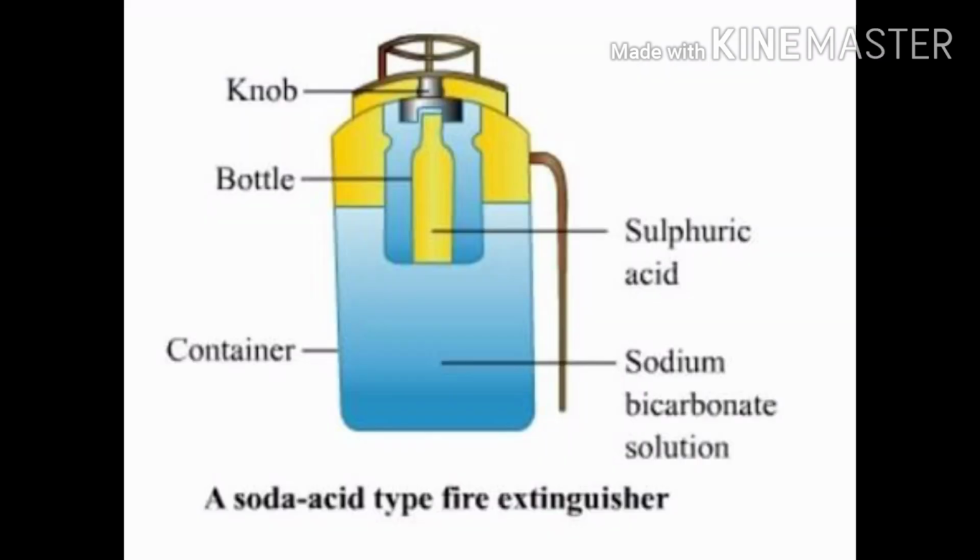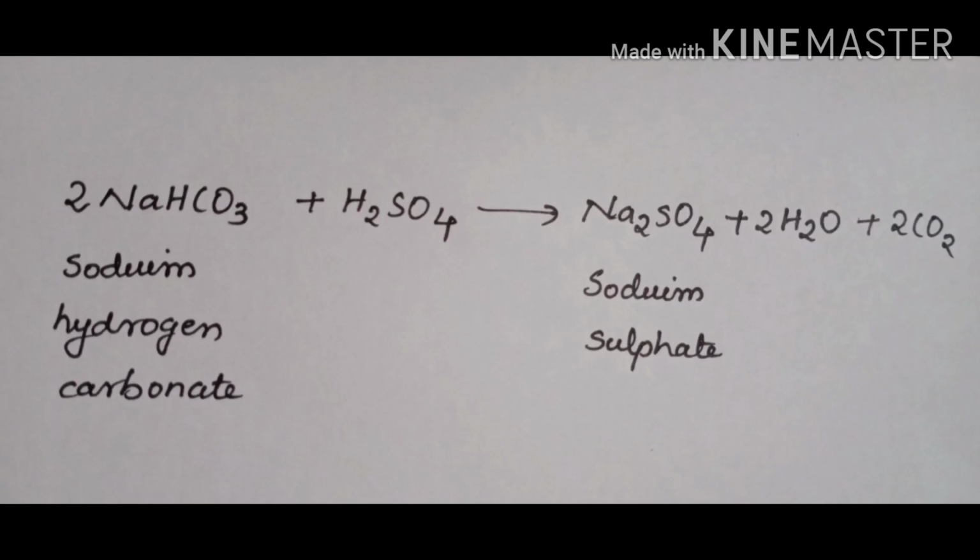Soda acid fire extinguisher contains sodium bicarbonate and sulfuric acid which are in separate containers in it. When the knob of the fire extinguisher is pressed, the sulfuric acid mixes with the sodium bicarbonate solution and produces a lot of carbon dioxide gas, that is, sodium hydrogen carbonate on reaction with sulfuric acid produces sodium sulfate, water and carbon dioxide gas. This carbon dioxide gas forms a blanket over the fire and cuts it off from the supply of air to the burning substance and the fire stops.